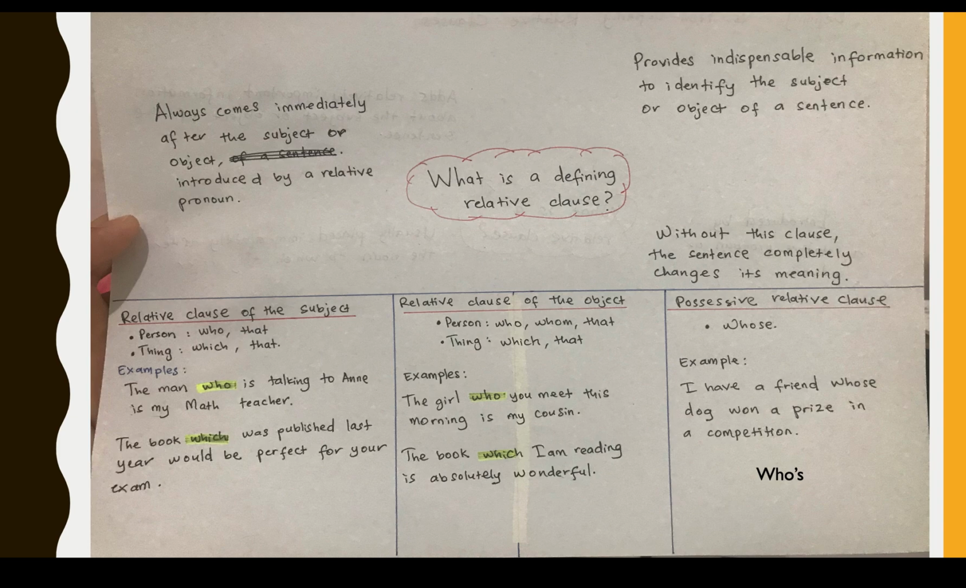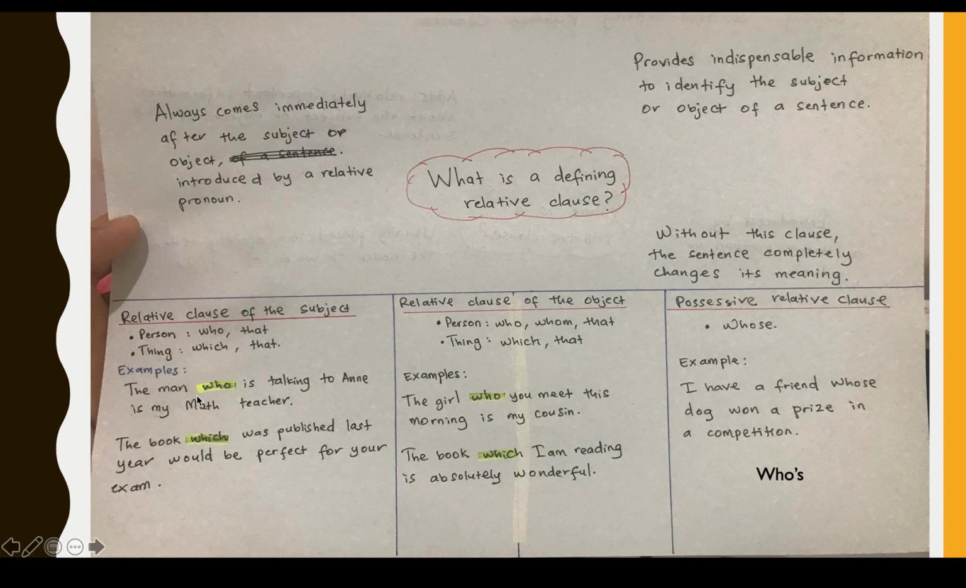Let's start with relative clauses of the subject. If the subject is a person, we use the relative pronoun who or that. If the subject is a thing, we use which or that. For example, the man who is talking to Anne is my math teacher. The book which was published last year would be perfect for your exam.